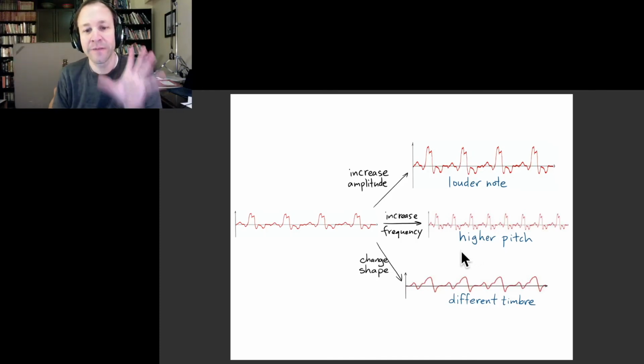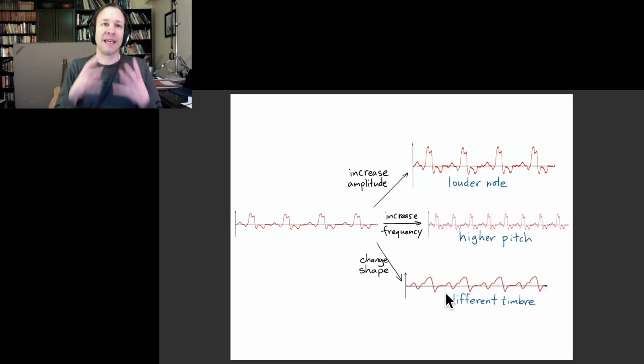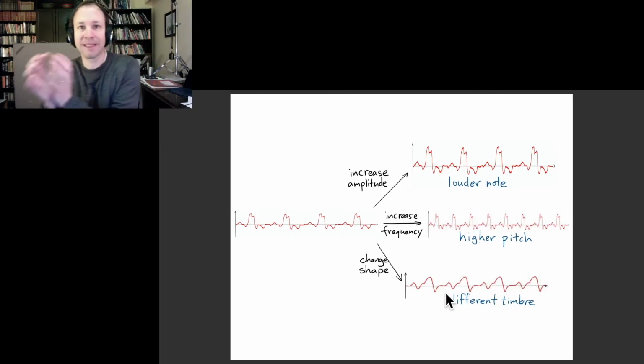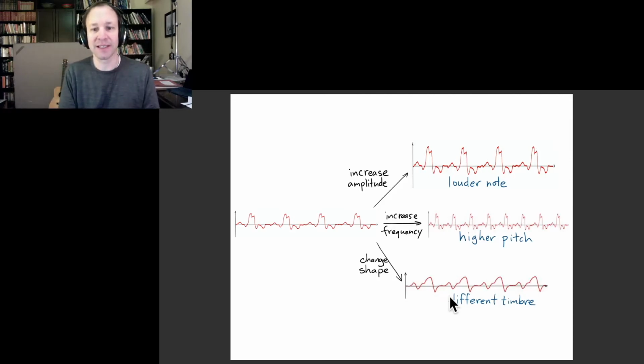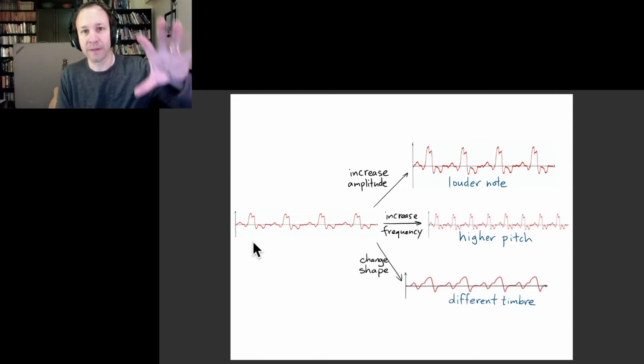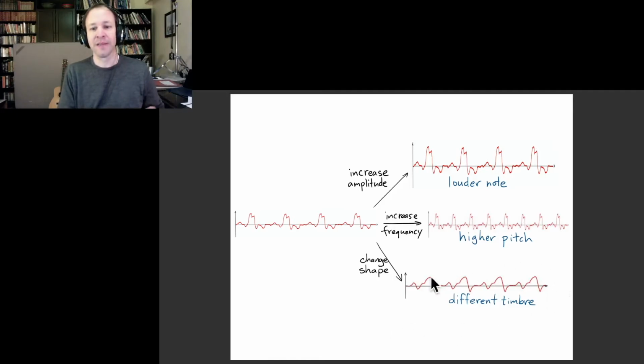And then finally, we could imagine taking the shape of what happens each period and changing it somehow. And that, of course, you could do in an infinite number of ways. And the result is that you get a note that has a different timbre, it has a different character. And so whereas this one I took from a note on my alto saxophone, this one might be a different instrument, would sound like a different instrument.